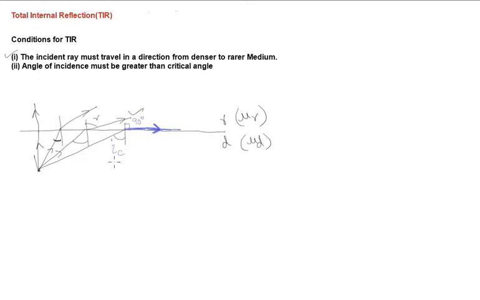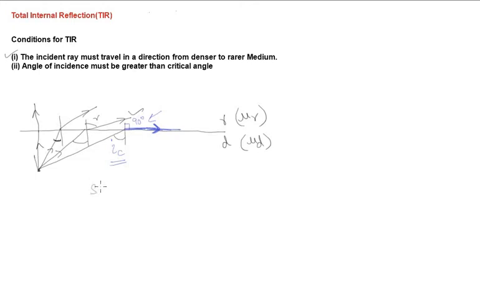So if we are asked to define what the critical angle is, then the critical angle is simply the angle of incidence at which the angle of refraction becomes 90 degrees. That's the definition. Let us now use Snell's law.